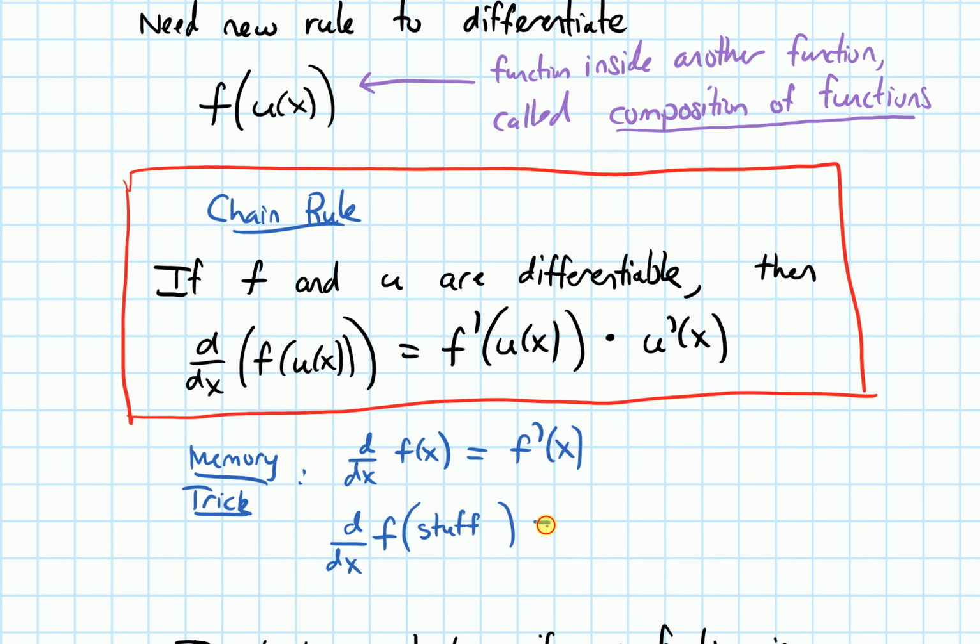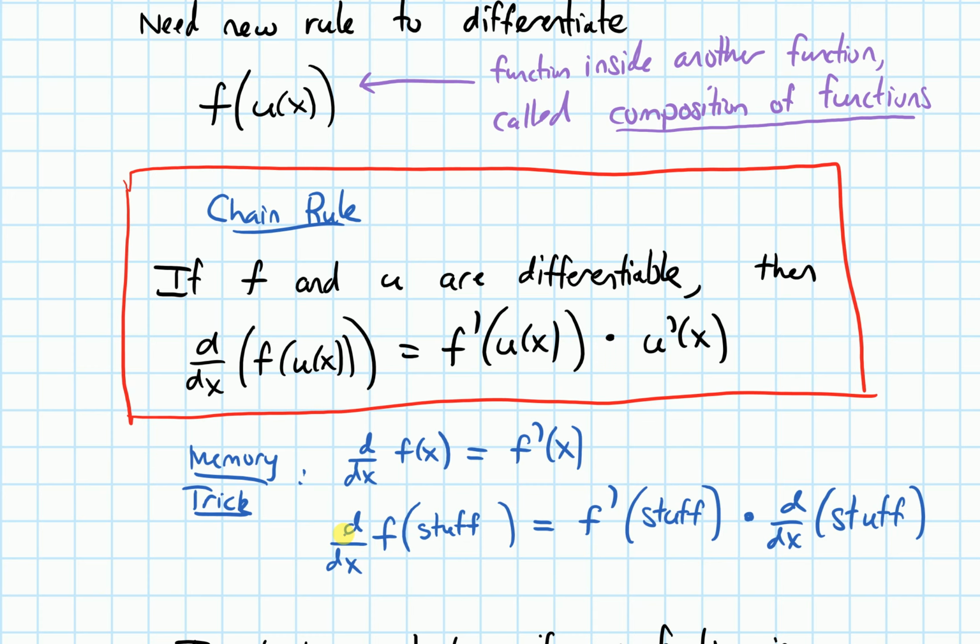And the chain rule says that when we do the derivative of this f of stuff, this composition of functions, this chain of functions one inside of another, that's why it's called a chain rule, we take the derivative of the outside, f prime, and then you keep the stuff, the inside stuff, the same. So that's matching up with f prime of u of x. And then you multiply by the derivative of the inside. You multiply by the derivative of the stuff.